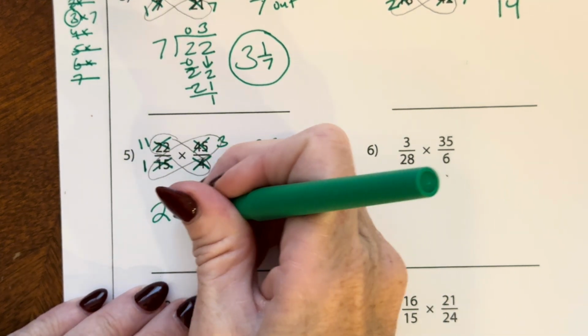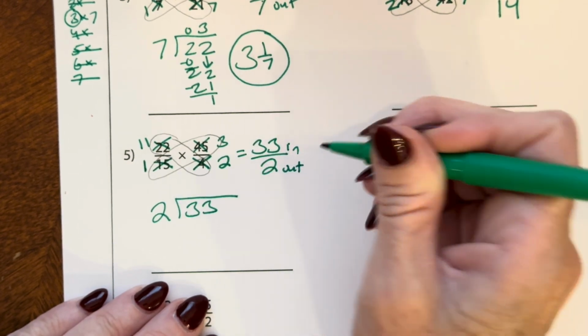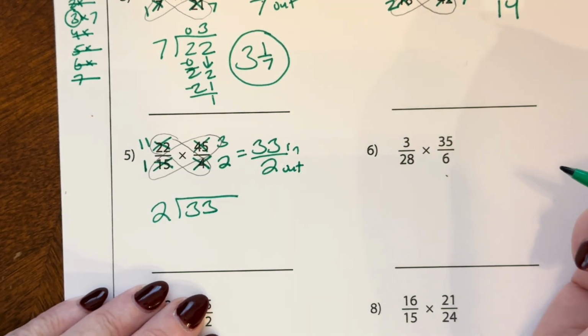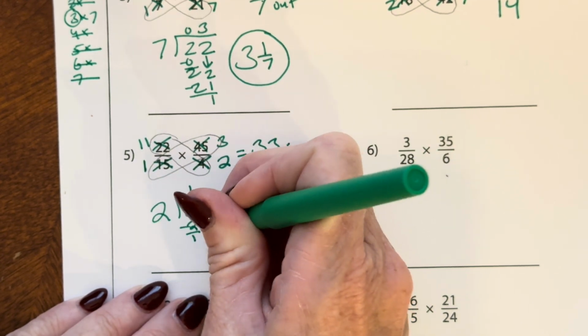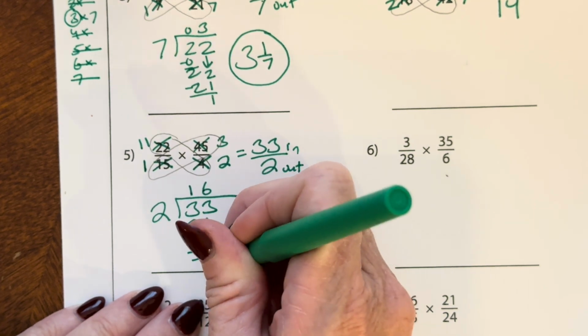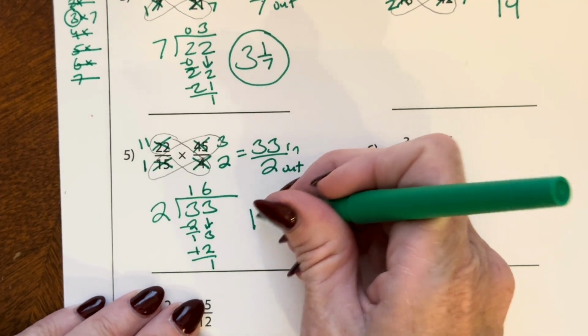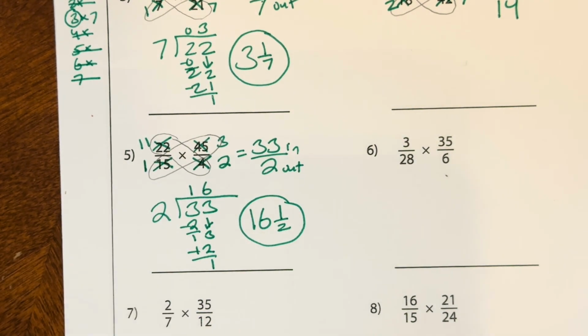And if we do our in and out to make it a not greater than 1 fraction, we would get, let's see, I am getting, I got 16 with 1 left over, and my denominator stays the same. So it's 16 and a half. Okay, ladies and gentlemen, we're only going to do one more.